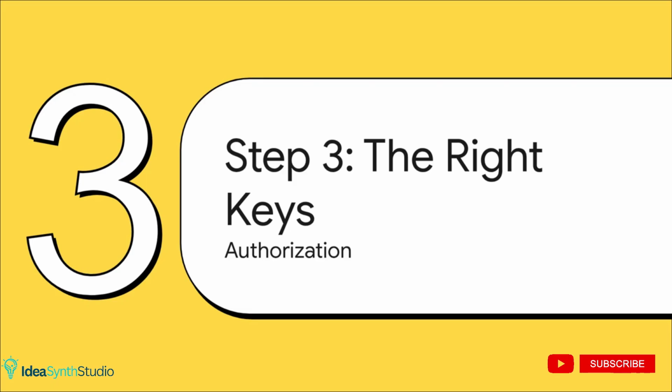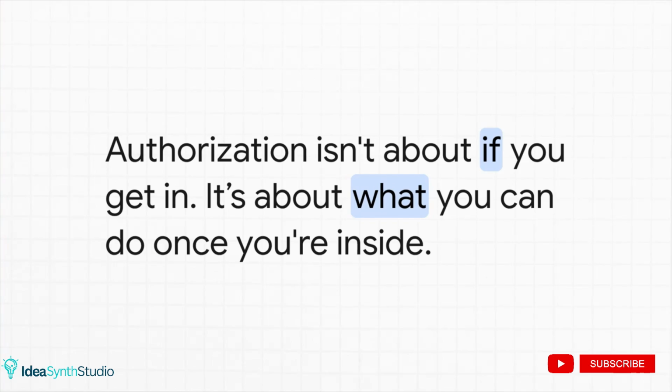Okay, so you're on the list, your ID checks out, and you are inside the club. That's great. But that doesn't mean you can just waltz into the VIP lounge, the kitchen, or the owner's private office. For that, you need the right keys. This is the huge difference between getting in the door, authentication, and what you can do next. Authentication gets you in. Authorization decides which doors you can open once you're inside. It's a completely different level of security.